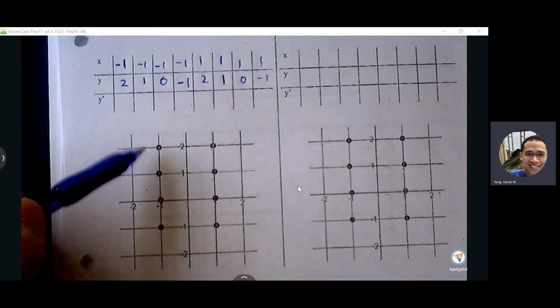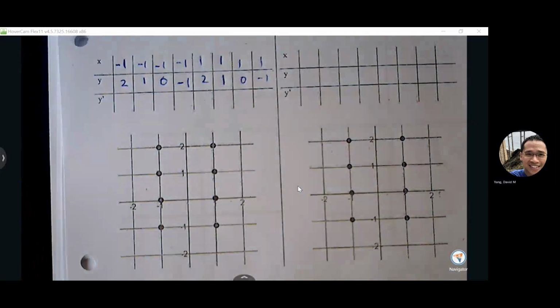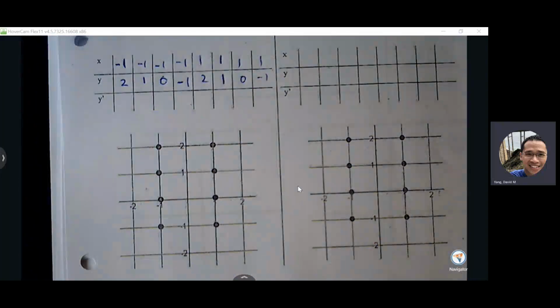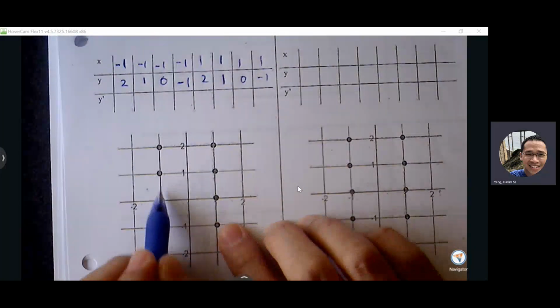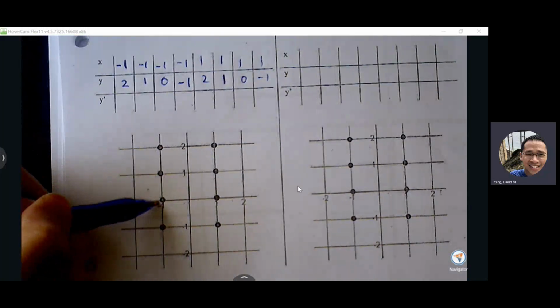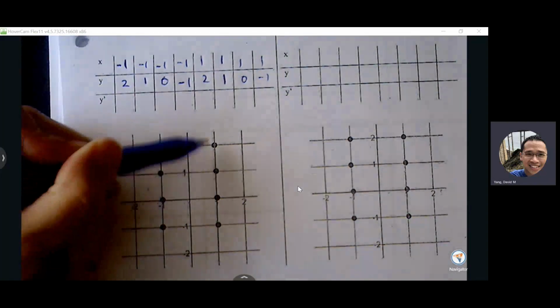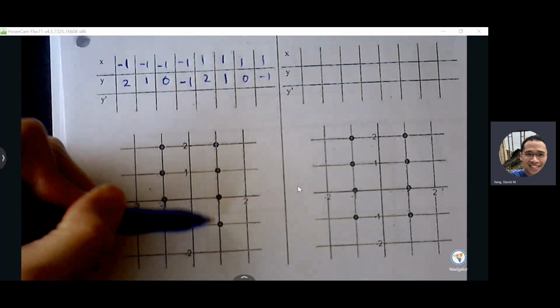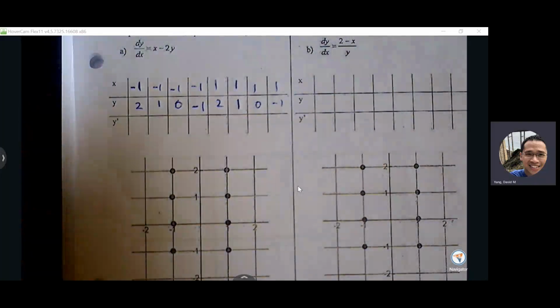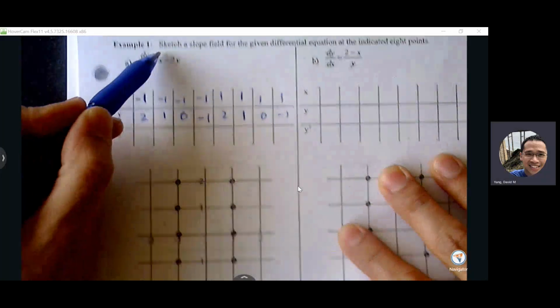So we have an ordered pair at, this is my origin here. At (-1, 2), (-1, 1), (-1, 0), (-1, -1), and then (1, 2), (1, 1), (1, 0), (1, -1). Okay? 8 ordered pairs. So what we're going to do is take each ordered pair and plug it into dy/dx.